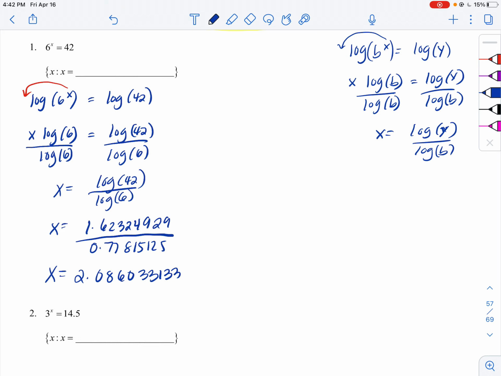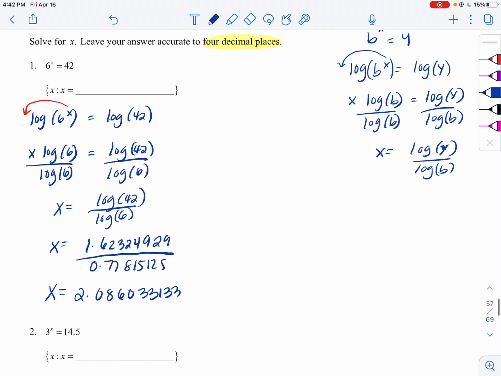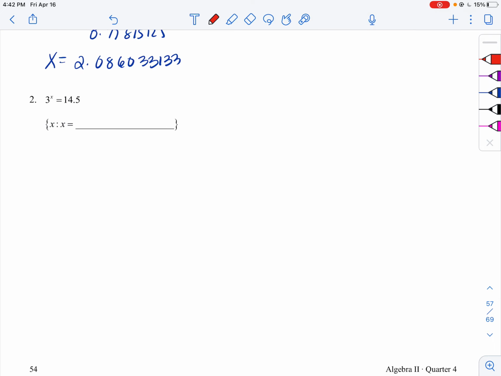2.0860033133. But it did say in the instruction to leave your answer accurate to 4 decimal places, so I am going to round this. There you go. 2.0860 is our final answer. Not that bad, right? Moving on, number 2.